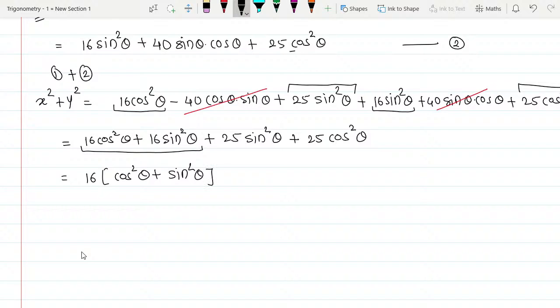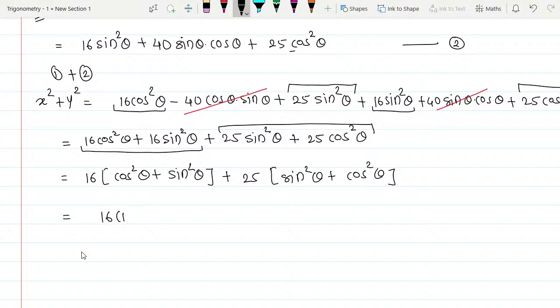That's it. So this is the identity we are looking for. If I take 25 common from these two, what I will get is 25 into sin square theta plus cos square theta. Okay, so we know that the identity is what? Cos square theta plus sin square theta is equal to 1. So this becomes 16 into 1, plus 25 into sin square theta plus cos square theta, which again becomes 1. So this is equal to 16 plus 25, which is nothing but 41.